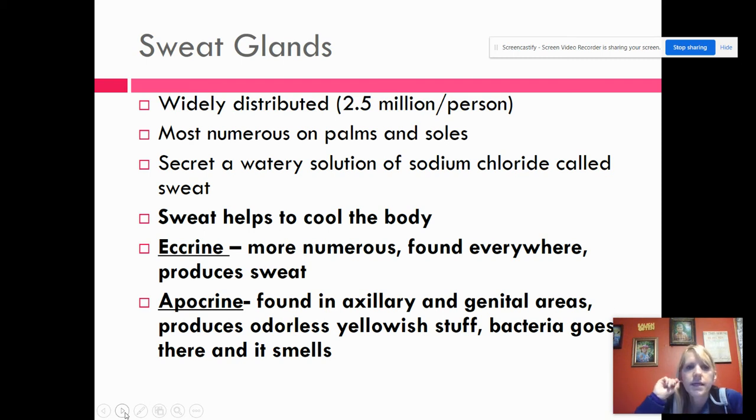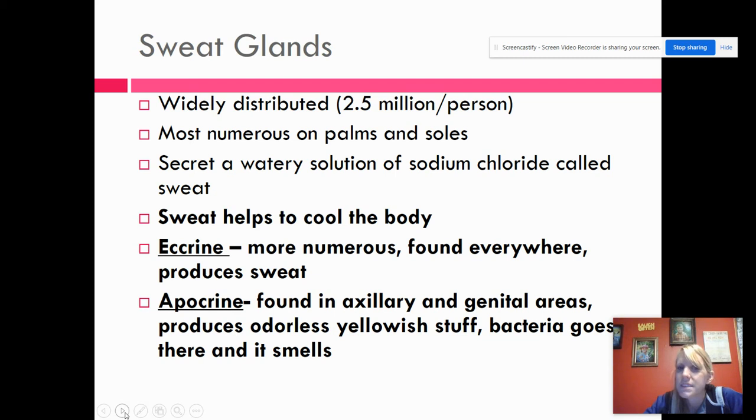All right, sweat glands. There are two types of sweat glands: apocrine and eccrine. Eccrine are the ones you think of when you think of sweat glands. That's the one on your arm and your face when you get all sweaty when you run. It's found everywhere, basically. The apocrine are found in your axillary region. Axillary means armpit, so they're found in your armpit regions and your genital areas.